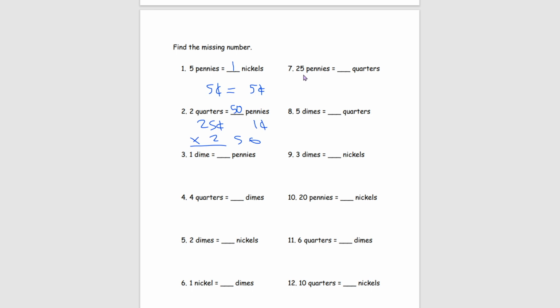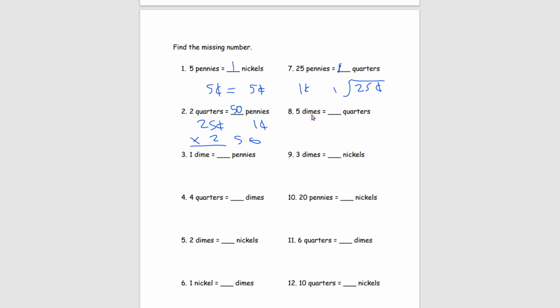Number 7, we have 25 pennies equals 1 quarter. And we know that 1 quarter is 25 cents and 1 penny is 1 cent. So we can just divide by 1, which we already know is 25. But that means that 1 quarter is equal to 25 pennies.